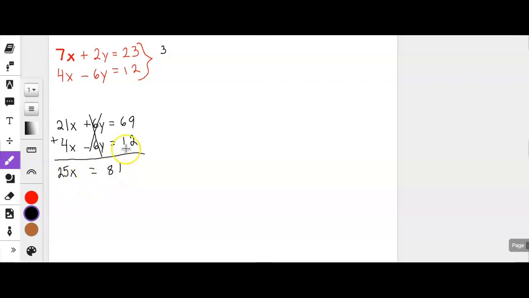And so from here, it's a two-step equation. You could solve for x. This will be x equals 81 over 25. So we're done there. We solved for x. Now we can plug this back into one of the main equations. And I've noticed that I want to use the bottom equation because it looks like it'll be a little bit easier. But before I plug it in, I want to simplify it.